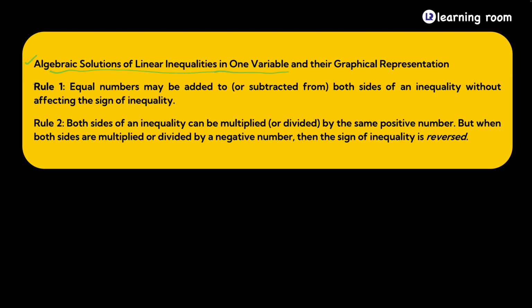There are two rules that you can follow when an inequality is given to you. Let's start with an example. Suppose I have x greater than 5. Rule number one says you are allowed to add or subtract the same number on both sides of the inequality. Equal numbers may be added to or subtracted from both sides of an inequality without affecting the sign of inequality. Meaning if x is greater than 5 and I add 3 on both sides, the sign of the inequality is not disturbed.